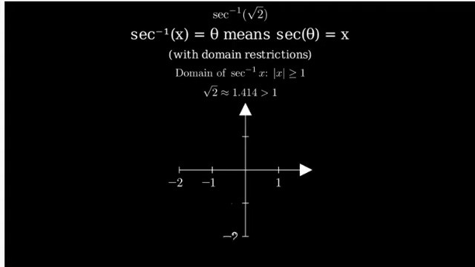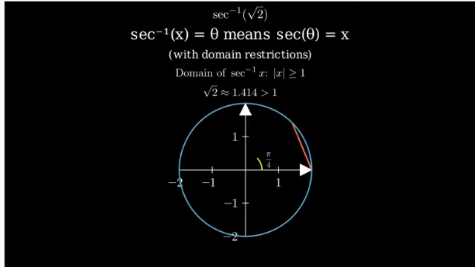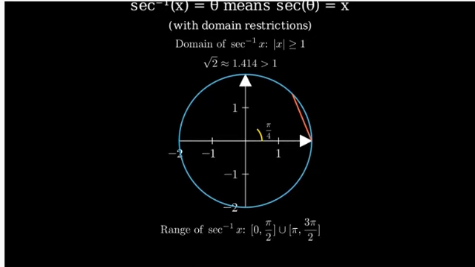Here's our unit circle, and we'll draw an angle of pi over 4, or 45 degrees. For inverse secant, we restrict our range to angles between 0 and pi over 2, or between pi and 3 pi over 2. This ensures we get a unique answer.